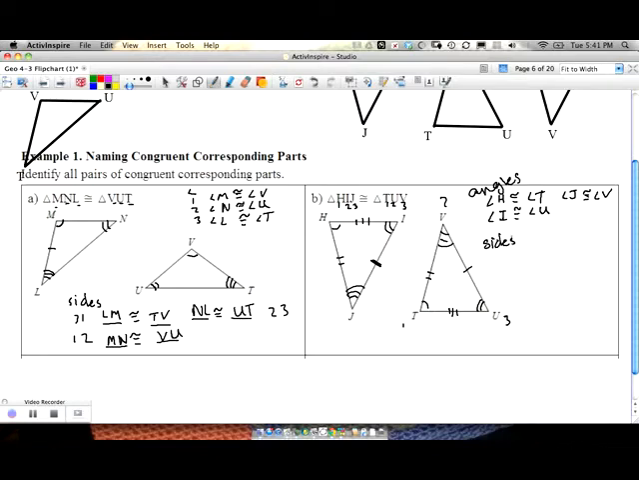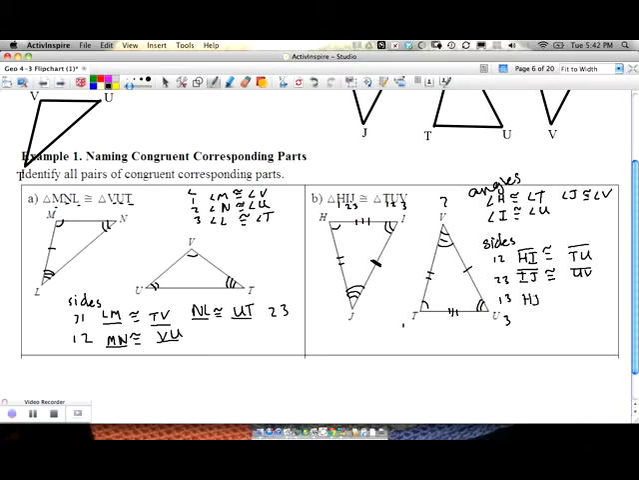Let's look at the sides. Okay, for the sides we got 1, 2, then we'll do a 2, 3, then we'll do a 1, 3. So 1, 2, that's going to be HI. HI is congruent to, okay, that would be the first 2 from the other one, which is TU. 2, 3, that's going to be IJ for my second one. Is congruent to the second and third from the other triangle, which is UV.